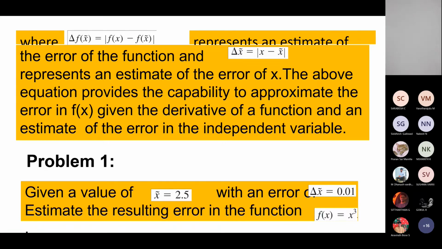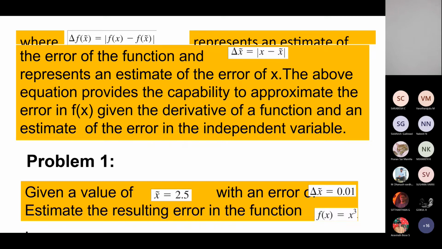As I said earlier, delta f of x is equal to mod of f of x minus f of x bar. This represents the estimate of error of the function, and delta x bar represents the error in x. So the above equations provide the options to solve f of x, to find the error in f of x.